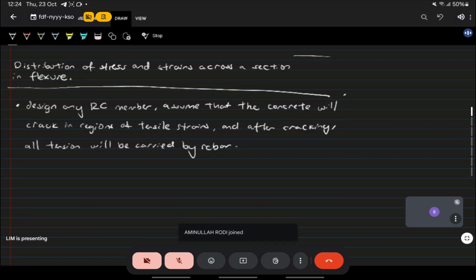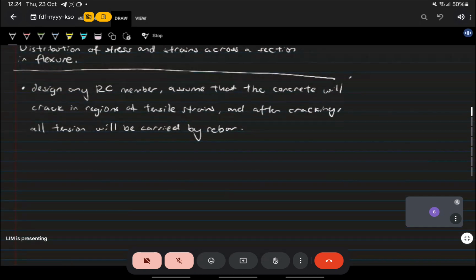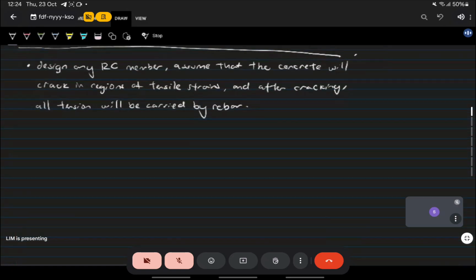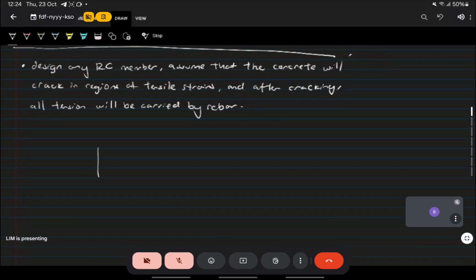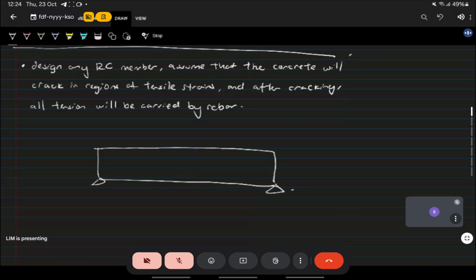So in other words, don't worry too much about the wording if you don't understand. Basically, what it means is, I have a concrete beam. As I told you before, if I don't put any reinforcement, once I apply some loading, it's going to crack there, where there is tension. The bottom part is in tension. It's going to crack at the bottom.